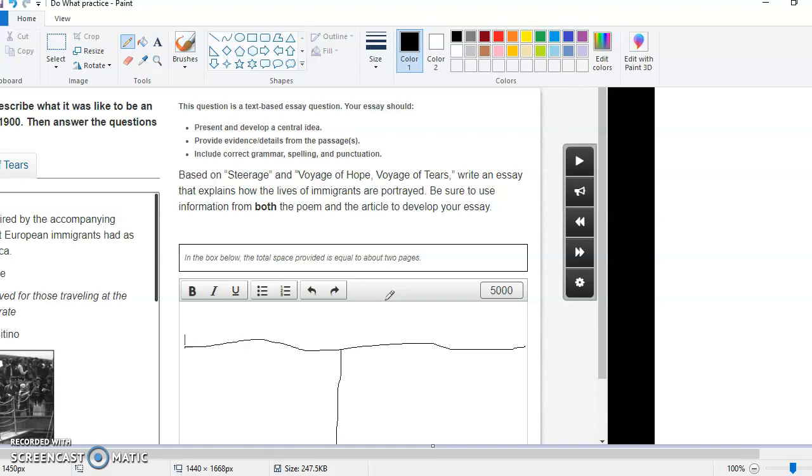But the next thing we're going to do is read the prompt because we really want to get an idea of what it's asking us before we actually start writing. Because I can't tell you how many times I've had a student who started writing an essay and it was very obvious when I was reading it that that student did not read the prompt, that they didn't really understand what they were being asked to do before they started writing.